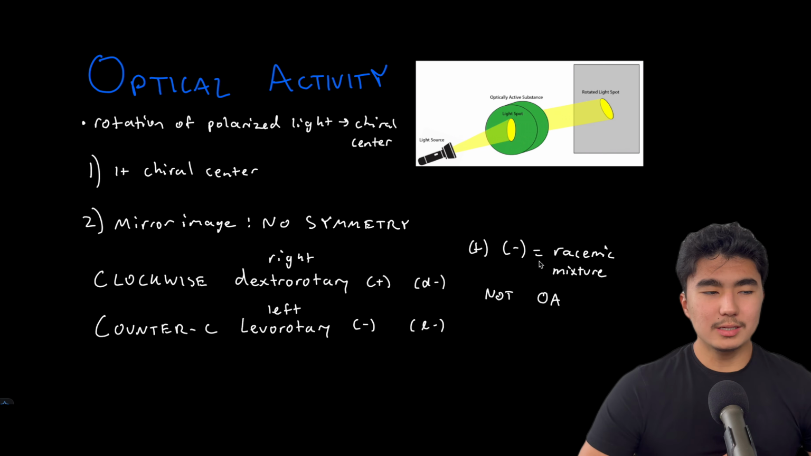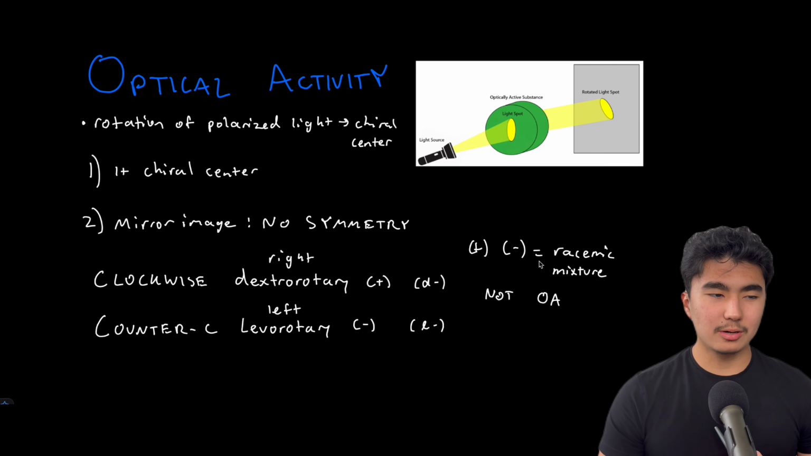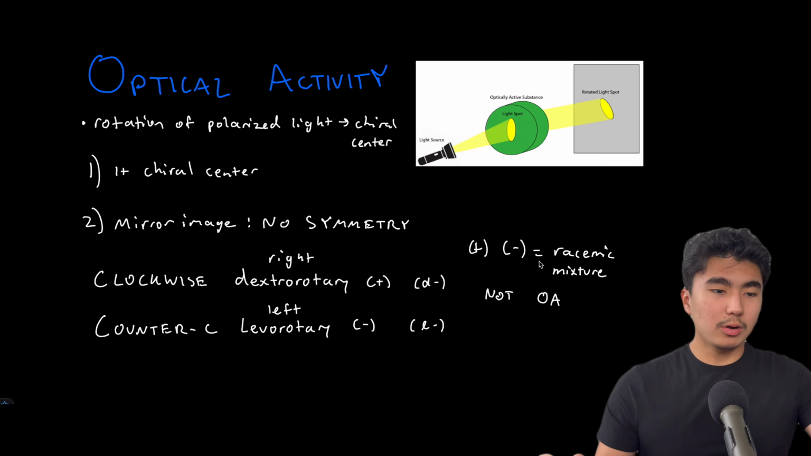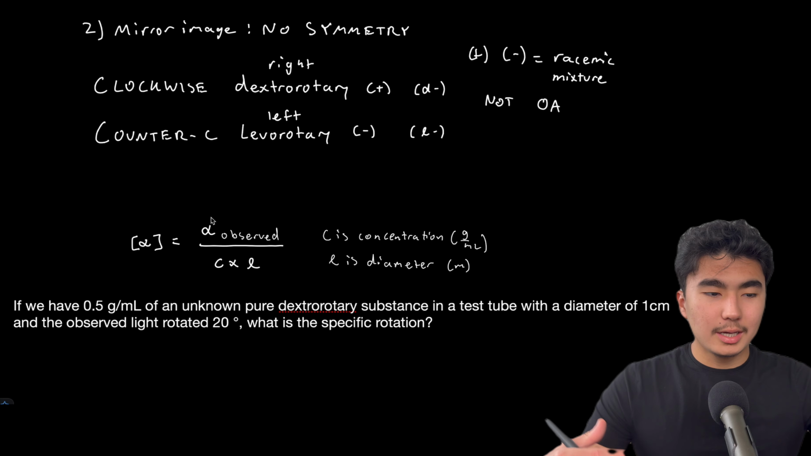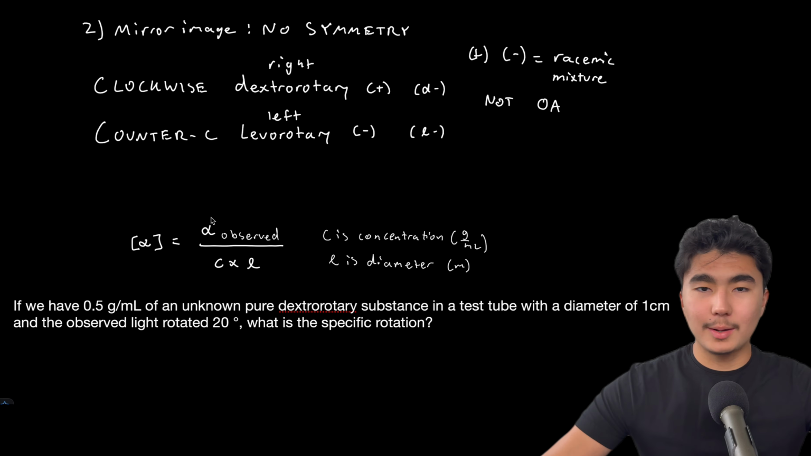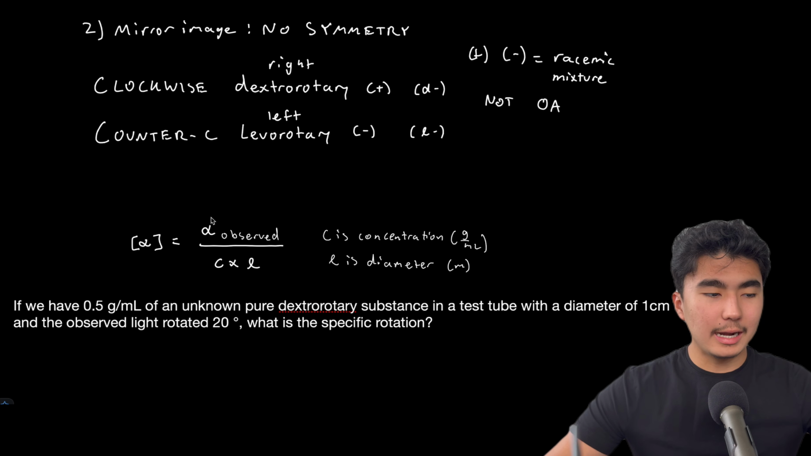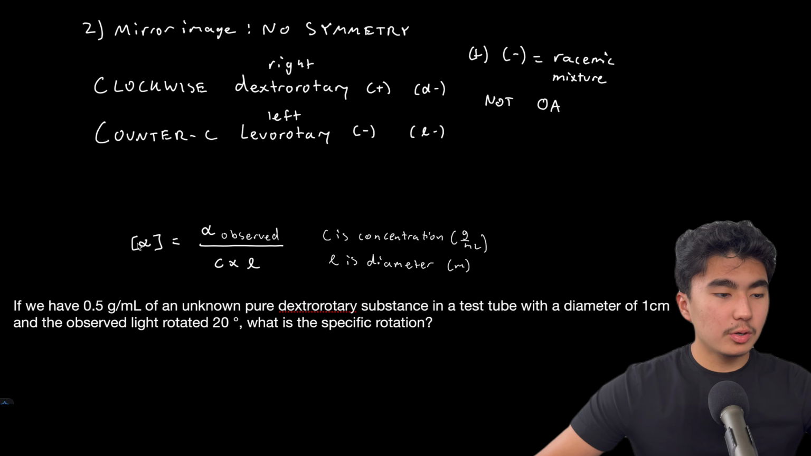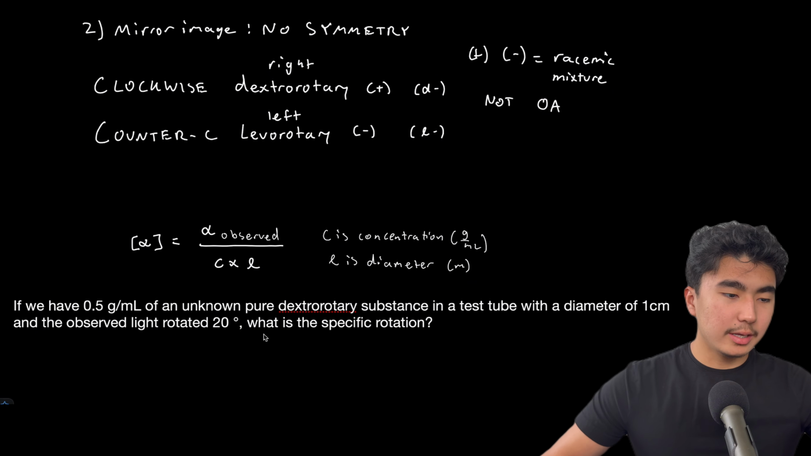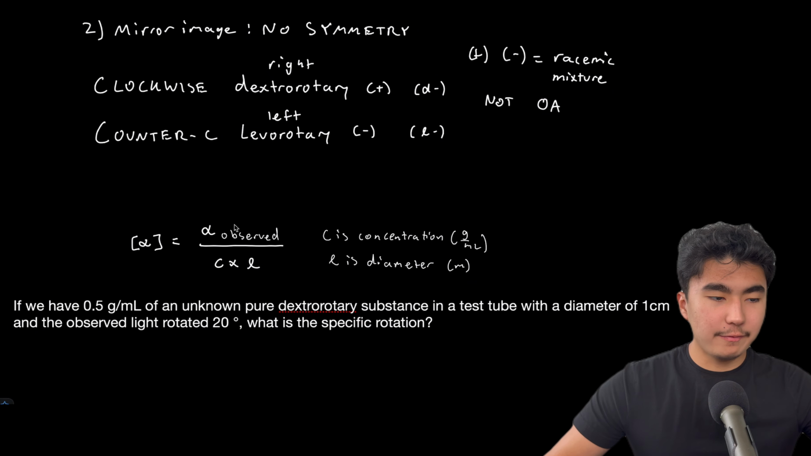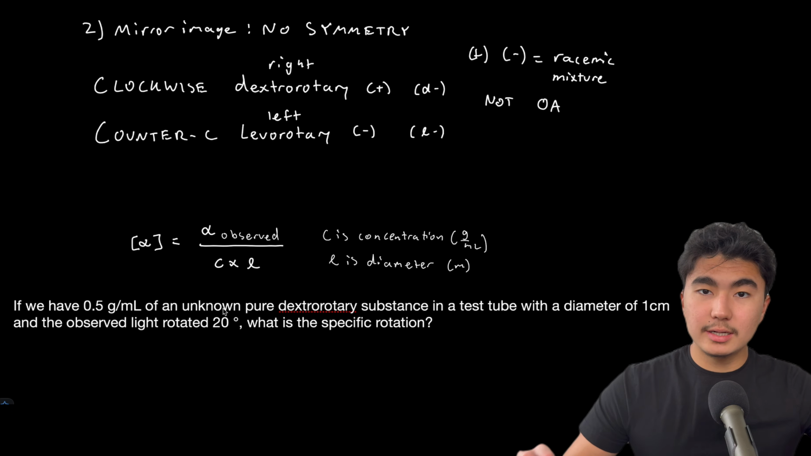Now, what do these problems look like in terms of optical activity? Well, one of them is, unfortunately, a math problem. Here's what that math problem is going to look like for optical activity, and our equation is specific rotation, which equals observed rotation over concentration times diameter. So in our question like this, we have 0.5, which is going to be our concentration, diameter is 1 centimeter, and our observed light rotated is 20 degrees.